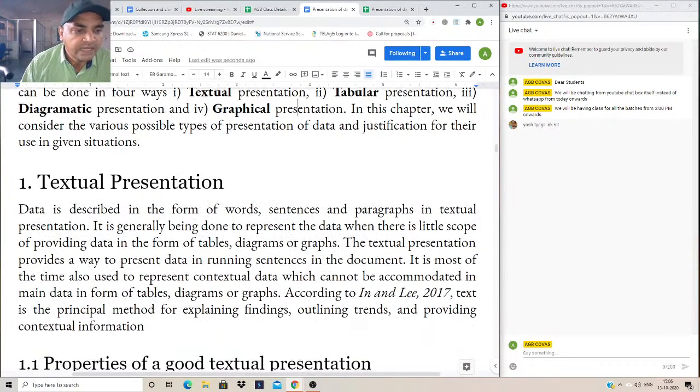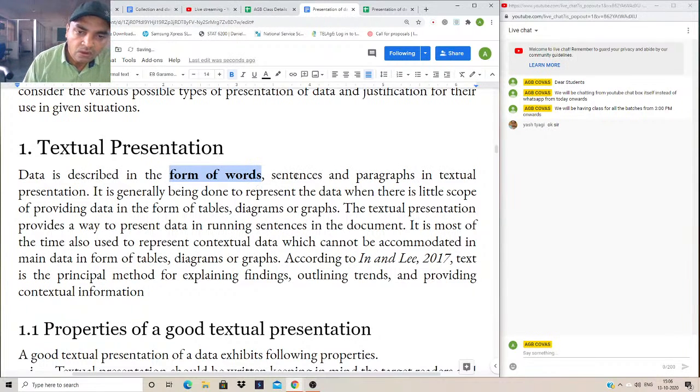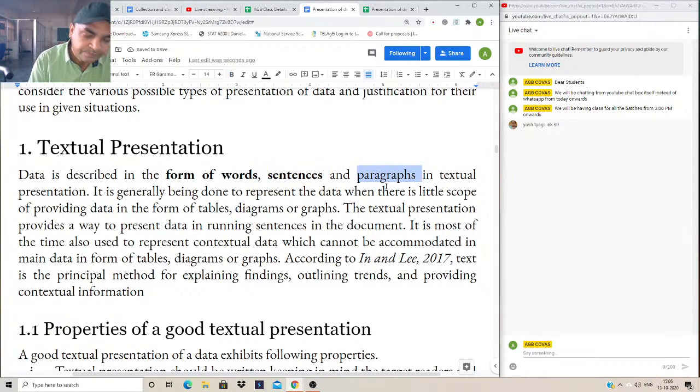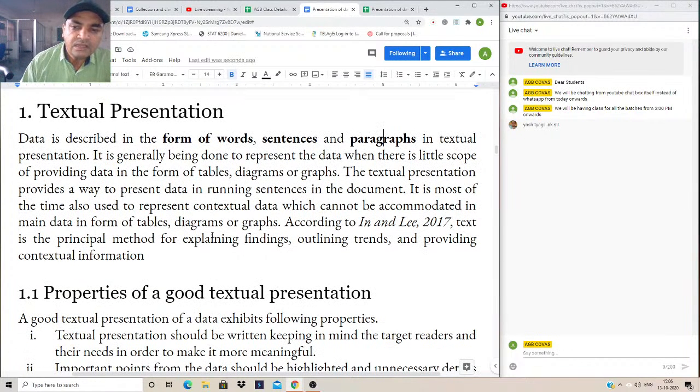So the first one is your textual presentation, where data is described in the form of words. Data is described either in the form of words, sentences, or paragraphs. It is generally used to represent the data when there is little scope for providing data in the form of tables, diagrams, and graphs, the next three methods of presentation.